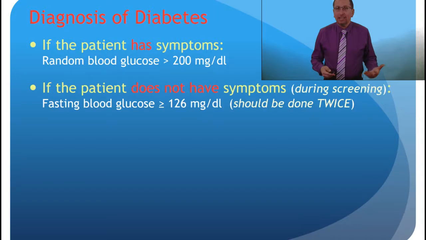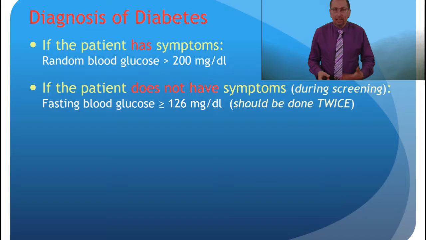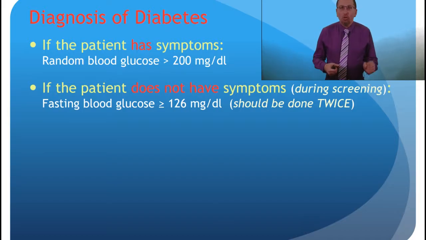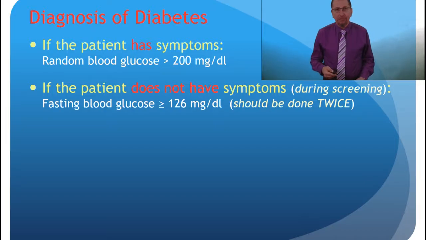But if the patient does not have symptoms, like during screening, when you're screening patients for diabetes, you have, like, a 40-year-old hypertensive patient and he's overweight, and you regularly check his fasting blood glucose for the development of diabetes. Here you need 2 readings of fasting blood glucose 126 or more. 2 readings of fasting blood glucose 126 or more will diagnose diabetes in non-symptomatic patients.